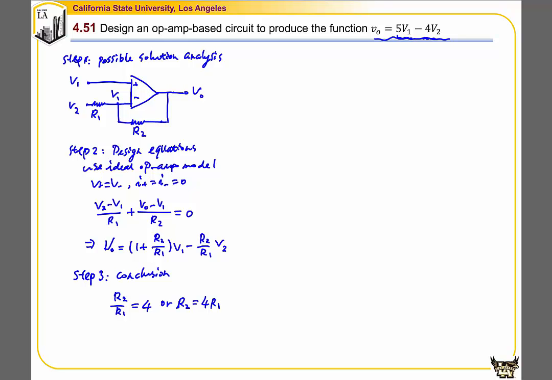So we have two resistors to select, but there is only one constraint to satisfy. So it means that you have multiple solutions. As long as you select R1, you can select R2.